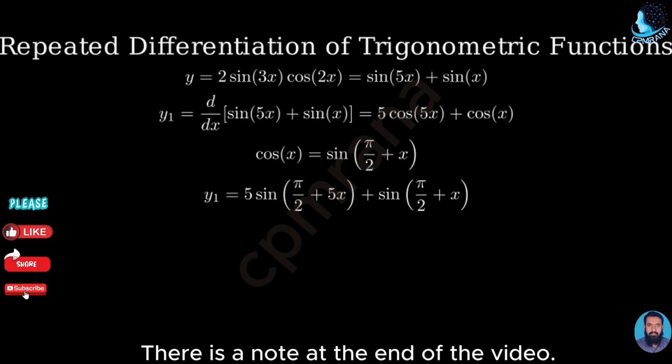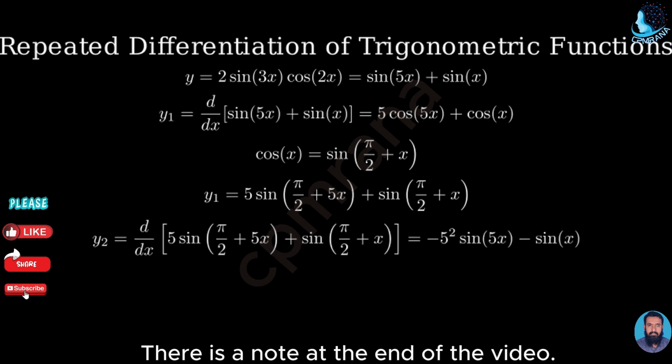Let's continue with the second derivative. When we differentiate y1, we get negative 5 squared sine 5x minus sine x. Notice how the coefficients are becoming powers of 5. Let's organize what we're seeing.